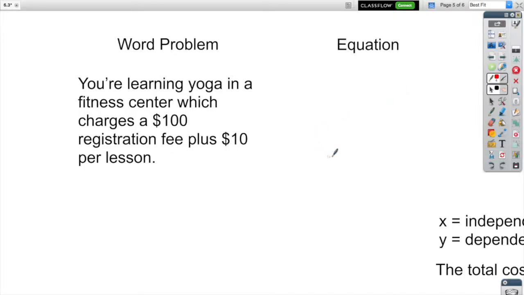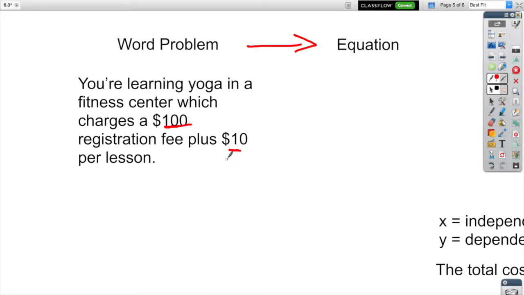All right, now the other thing we're going to work on in this particular section of the chapter is going from word problems to equations. And here we're going to introduce some new vocabulary. The word problem here is you're learning yoga in a fitness class which charges a $100 registration fee. So just a one-time fee for joining plus $10 per lesson.